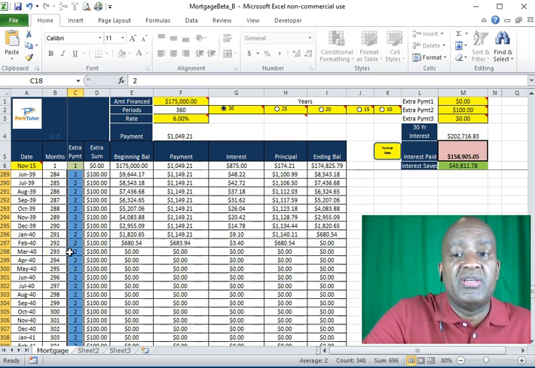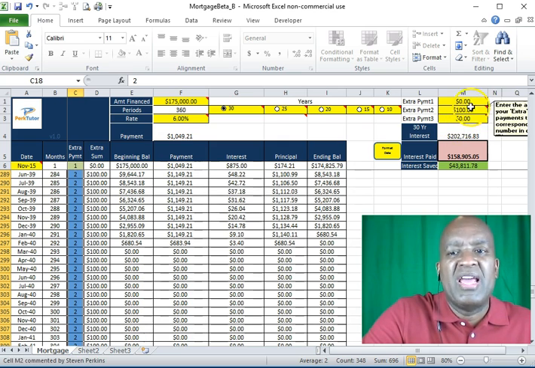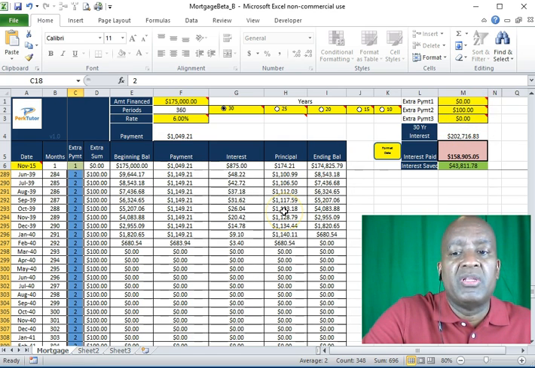68 months is 5 years and 8 months. So just by paying an extra $100, you shorten the life of your loan by 5 years and 8 months. Pretty good, huh? Especially if you're concerned about how long do I have to work before I can retire? Because who wants to be paying a house mortgage after they're retired?